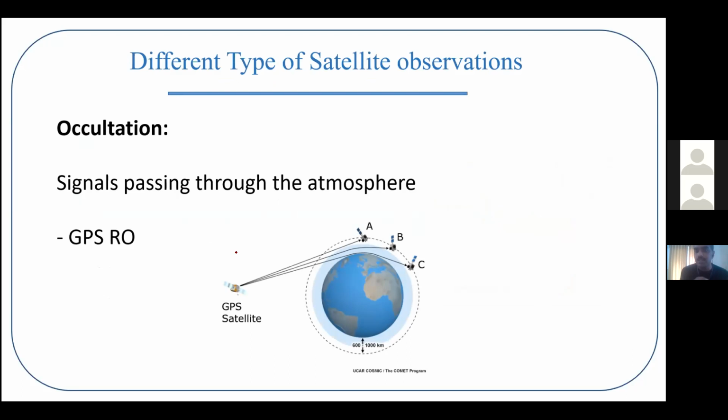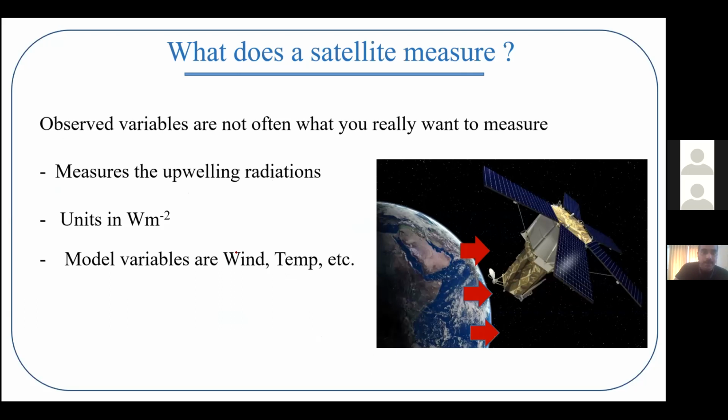Satellites or GPS do not directly measure what exactly we want. We want the variables like wind, temperature, humidity, etc., but we are not getting observations in wind, temperature, humidity. Each of the satellites is going to give you observations in different formats. So what does a satellite measure, for instance? It is measuring the upwelling radiation, the intensity of radiation, which has a unit of watt per meter square. So we have to derive the information we want, like wind, temperature, etc., from these radiance observations, from the intensity.